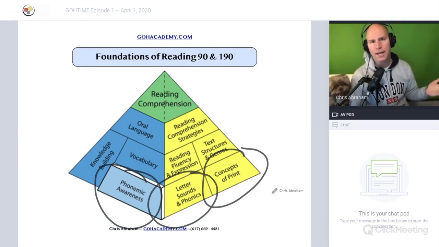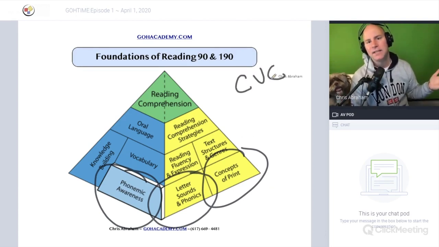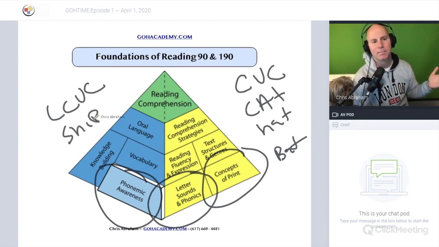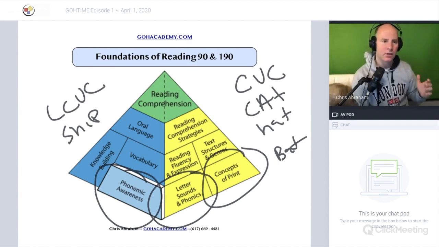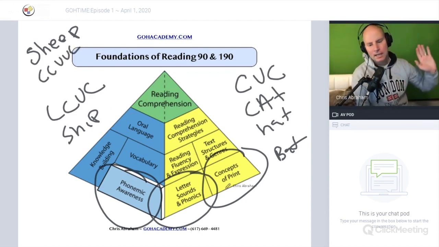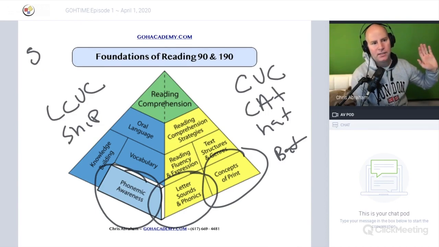And now we're going to really quickly do phonics. Phonics is dealing with words like CVC words, like cat and hat and bat. Or maybe we're going to do CCVC words like ship, or let's do sheep, which isn't a CVC word, I guess that's our CCVVC word. But let's not get caught up on the actual CVC stuff. Let's just focus in on the actual words. So let's clear this off here. Let's talk about phonics.